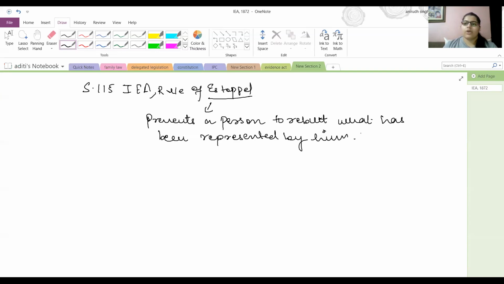Rebut means that you cannot contradict or you cannot deny the things that you are saying. So what has been represented by a person, you cannot deny those things. So this is an important element of the rule of estoppel. Now let's take an example to understand this thing.